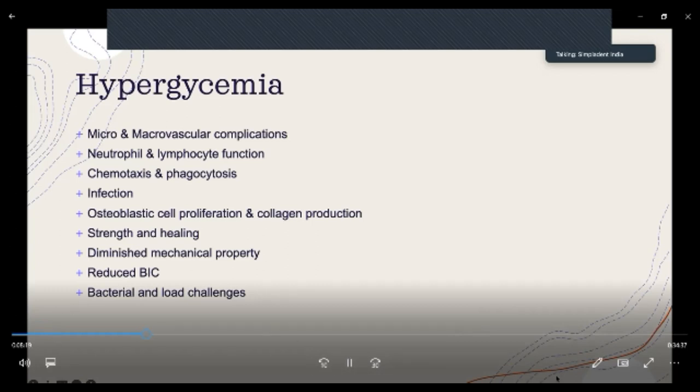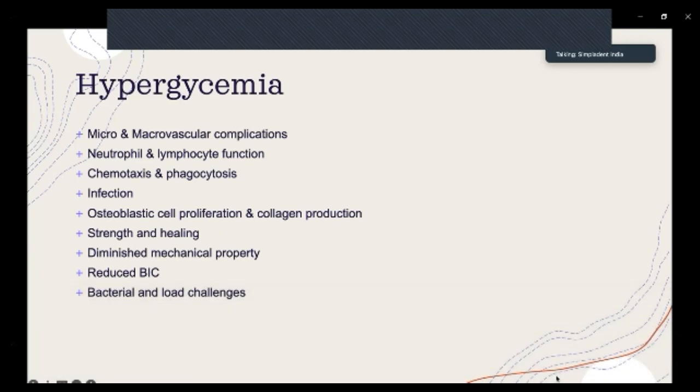It means the quality of the bone, the quality of the buttresses, is in a state of low mineralization. The neutrophil and lymphocyte function will be affected. That means the resistance to fight an infection in the bone is not going to be there. And chemotaxis and phagocytosis are going to be affected because of the micro and macrovascular complications.